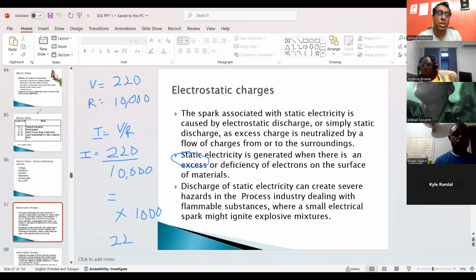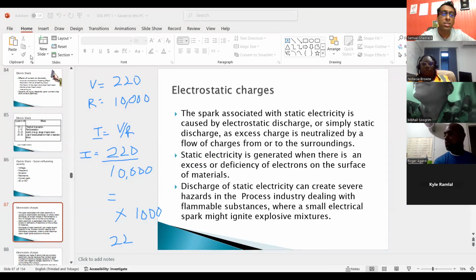But thanks to Elizabeth for working out those figures for us. Let me take this one off. I'll read and explain. Let me read it out first, and then I can explain. The sparks associated with static electricity are caused by electrostatic discharge, or simply static discharge, as excess charge is neutralized by a flow of charges from or to the surroundings. I'll explain that in a bit.